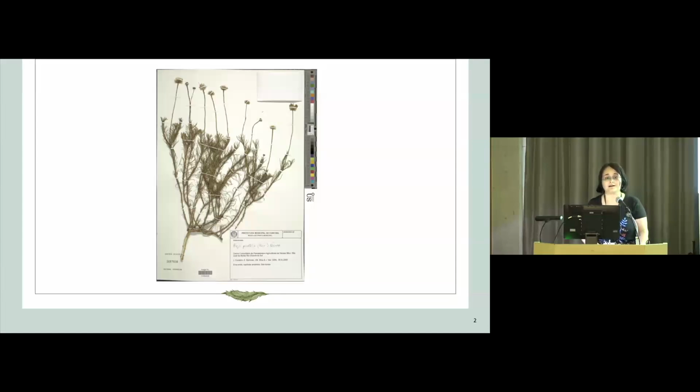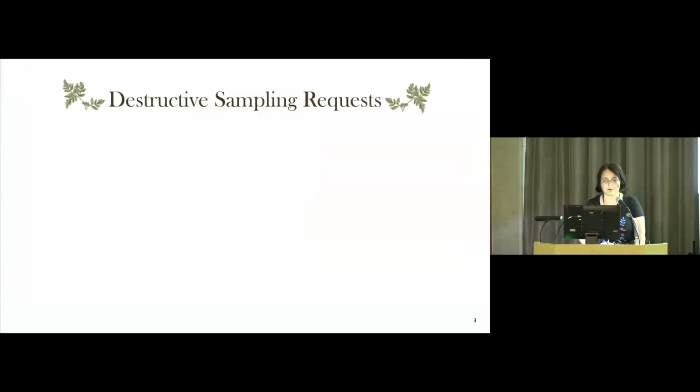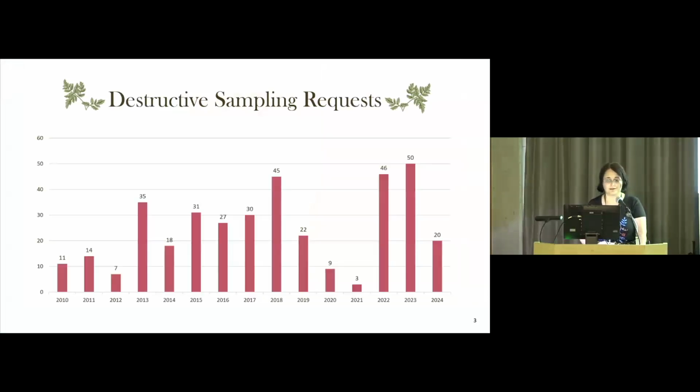With this in mind, our collection advisory committee decided to go through our destructive sampling policy and revise it. First, we wanted to see, has there been an increase in destructive sampling requests? Since 2010, our staff has had people fill out forms, and as you can see, there has been an increase. Around 2015, we started a digitization project, and our data has been released since then. As the herbarium has been digitized, the requests have gone up.